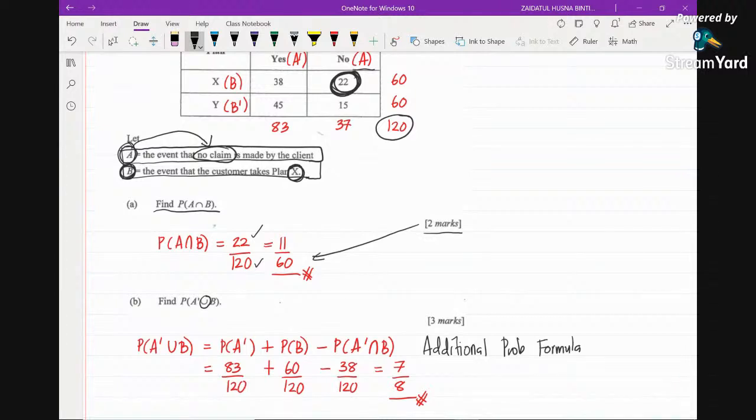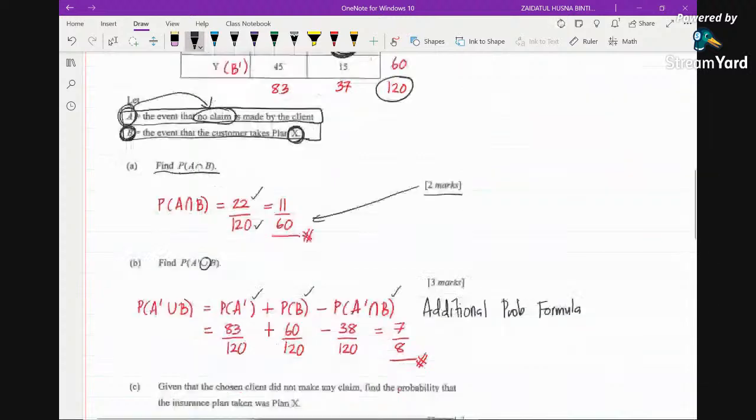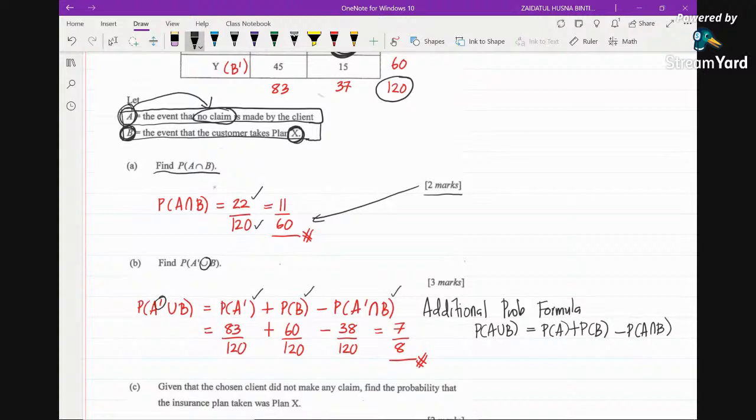Now the question says find A prime union B. By using the formula, it's P(A prime) plus P(B) minus P(A prime intersect B). Actually the general formula is: A union B equals the probability of A plus the probability of B minus the probability of A intersect B. But now we are not looking for the probability of A union B. We are looking for the probability of A prime union B. So here you just change the A to A prime. You will have A prime here and A prime here. Please take note.